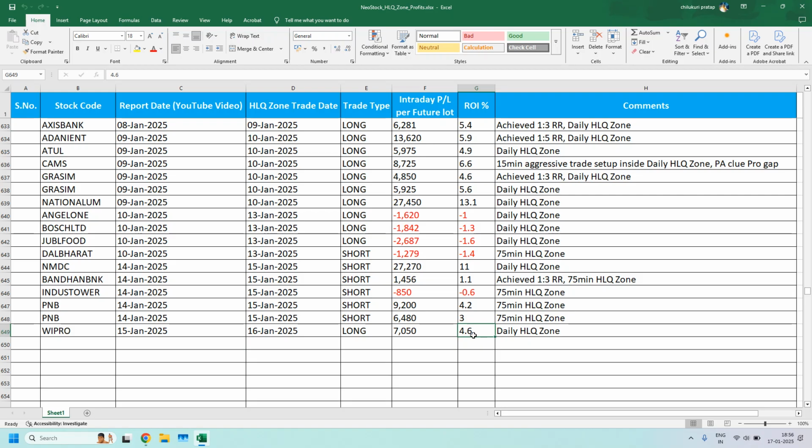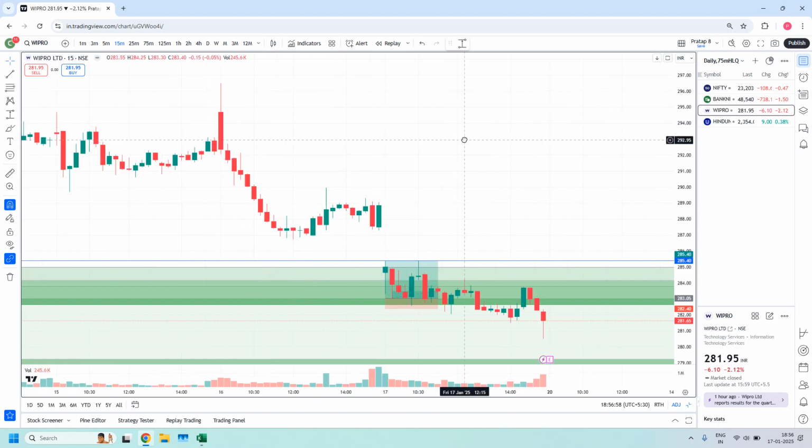But remember, our average intraday ROI is only 6%. Sometimes we get less, sometimes we get more. See here we got 13%, 11%, sometimes 6.6%. Anyway, the difference will be there. So this is about Wipro.